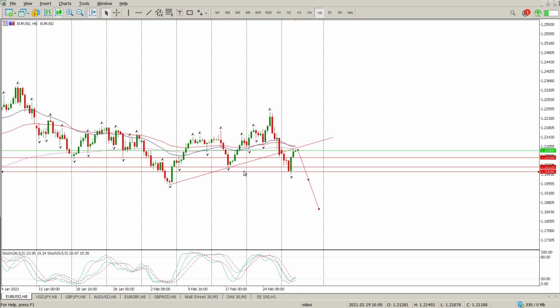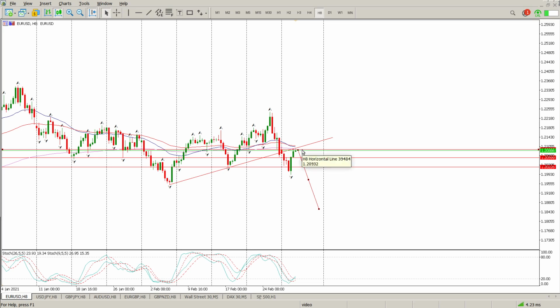So let me just take this bar here and run it up. You can see there's a lot of interaction here at this area which we are testing right now. So that's 129.32. So it's testing the underside of what is potentially a range break.